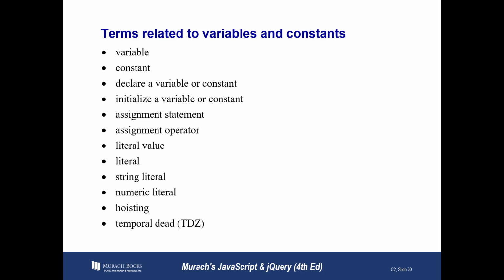If I say let age equal 21, 21 is a literal value. The literal itself is 21. If I say let name equal double quote Jeff double quote, that's a string literal. Again, if I say let age equal 21, 21 is a numeric literal. We talked about hoisting. Not even sure what temporal dead zone means.